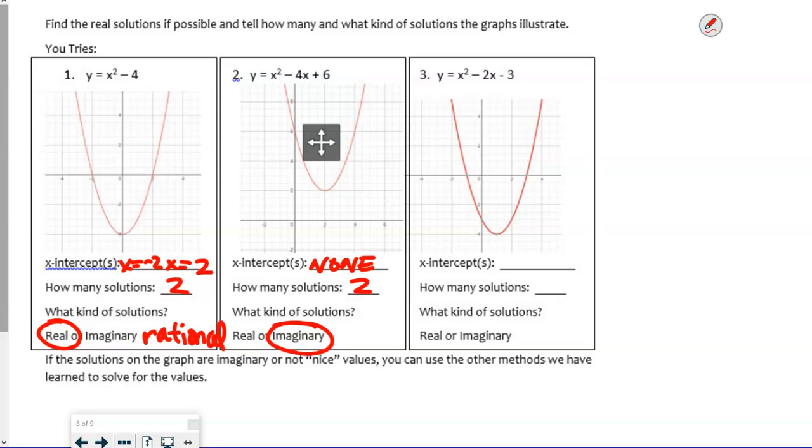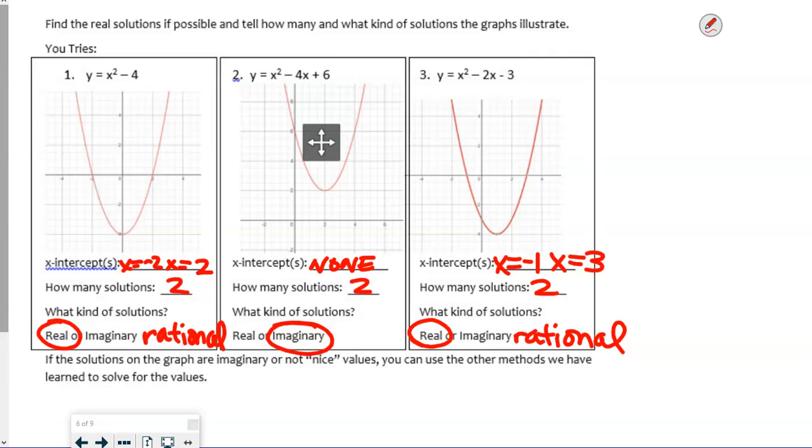On the third one, again, we're looking at the graph. I can see that's between 0 and -2, so this one's going to be x equals -1 and x equals 3. How many solutions? Again, 2. What kind of solutions? These are real, and again, these are rational solutions. Now, when would it be irrational? It is when we would have something that would not be hitting where there's a whole number, okay?